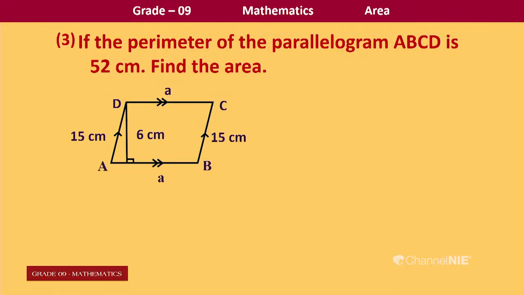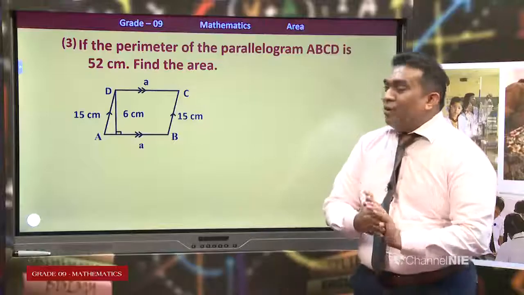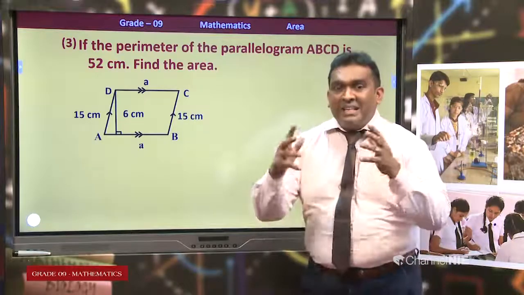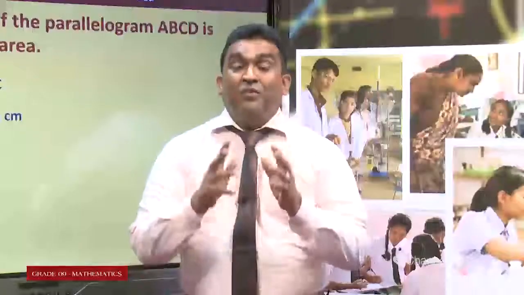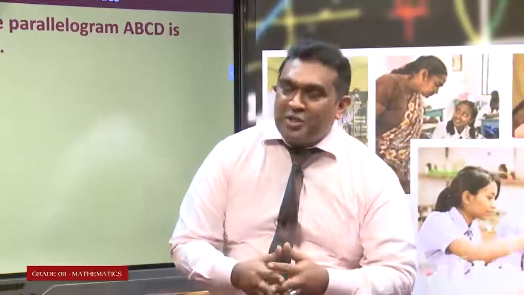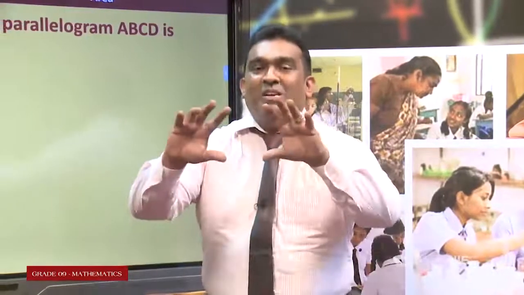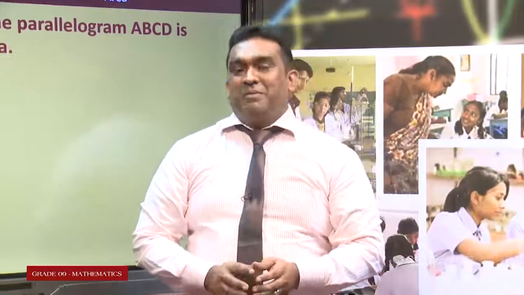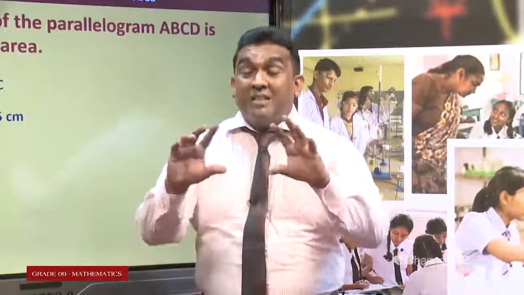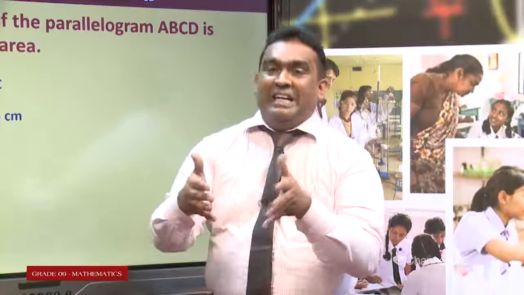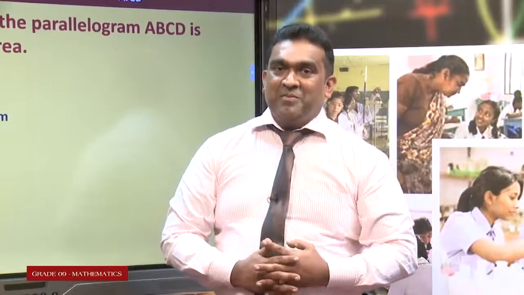Now, a different question. We are going to talk about perimeter. What is the perimeter? Perimeter is a length. Therefore, if you want to measure the perimeter, you have to use the units of measuring length. Total length surrounding a plane figure is called the perimeter. We don't consider interior lengths as the perimeter, right?